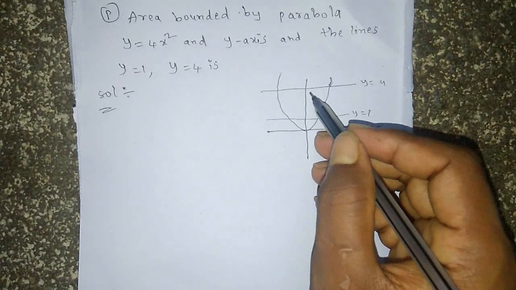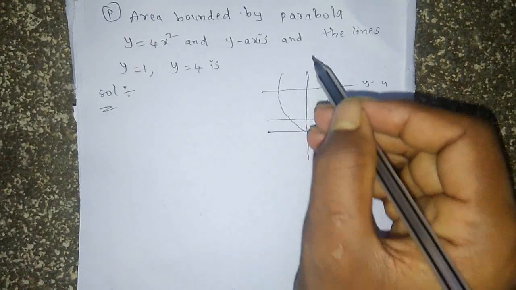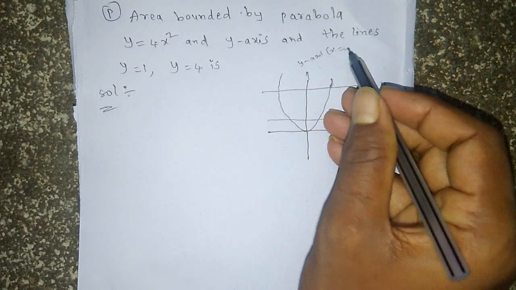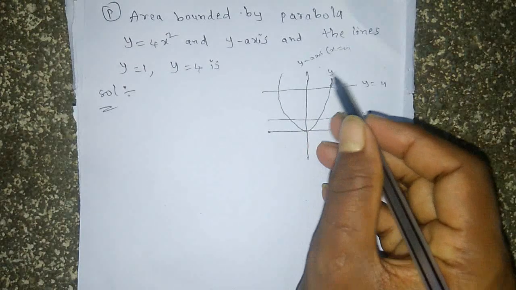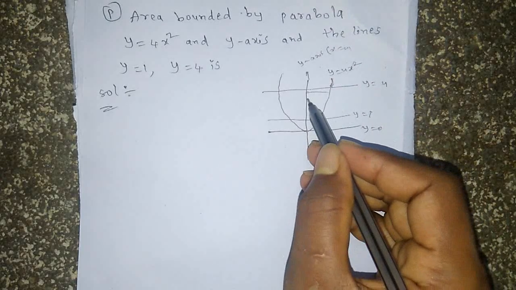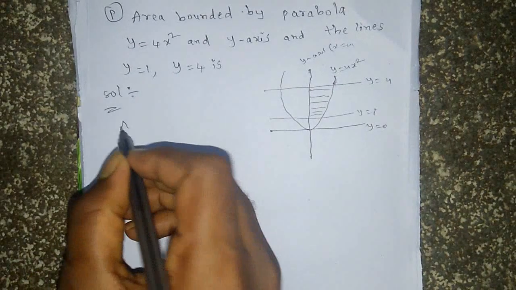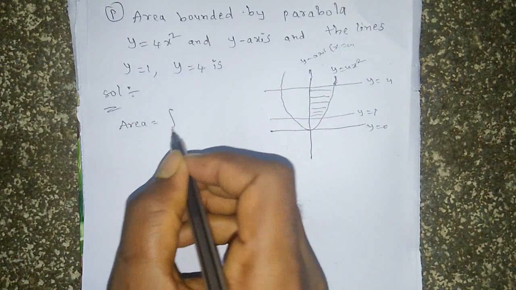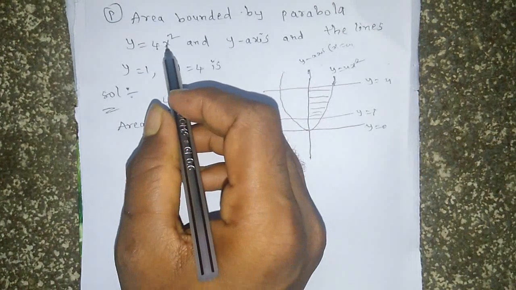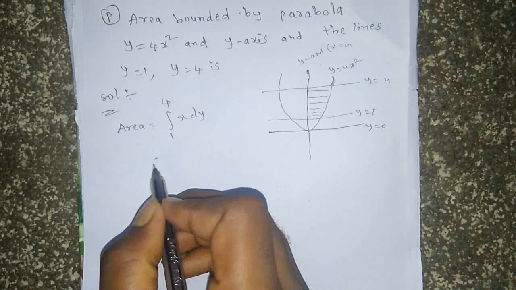So we need to find the area bounded by the parabola and the y-axis. This is the y-axis, its equation is x = 0, and this is the y = 4x² curve. So we need this area. Directly, area is equal to the limits 1 to 4. So this is x dy, we need to take with the y-axis, right?